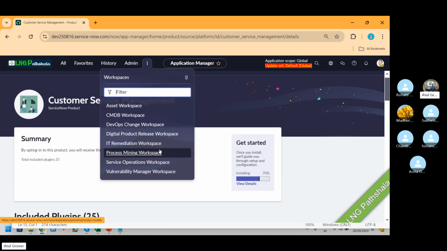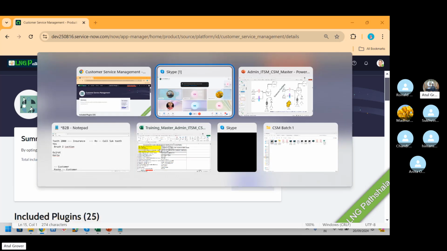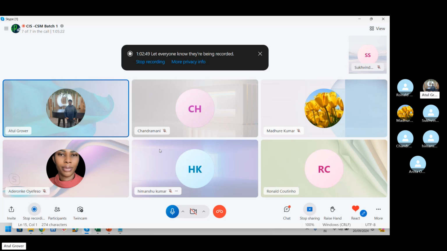So now, okay. Before I proceed further, any last question, doubt, clarification required by anybody? No. Anita, Chandramani, Himanshu, Sukhwinder, Madhure. It's nice, clear to me.